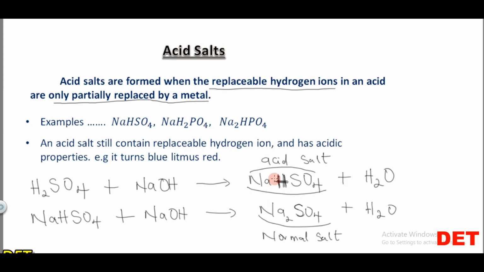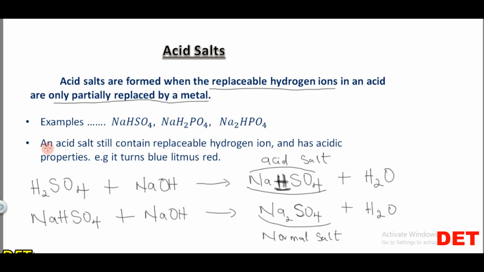So this is an acid salt, alright? It still contains a replaceable hydrogen ion and has acidic property. So this acid salt will have acidic property. For example, it turns blue litmus red. So this salt is able to turn blue litmus red. Alright? So again, acid salts are salts formed when the replaceable hydrogen ions in an acid are only partially replaced by a metal. Examples are sodium hydrogen tetraoxosulfate 6, sodium dihydrogen tetraoxophosphate 5, sodium hydrogen tetraoxophosphate 5.